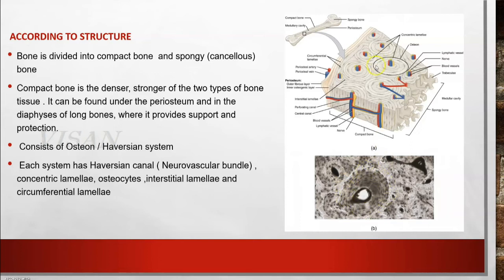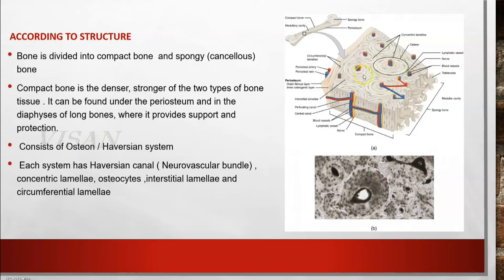So in one Haversian system, in the middle we can see the Haversian canal, where we can see the arteries, veins and the nerves passing through. Surrounding the Haversian canal, we can see the layers of bone, which we call the concentric lamellae. In between the concentric lamellae, we can see the cells of the bone called the osteocytes.